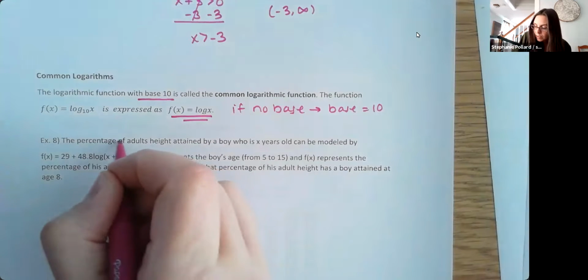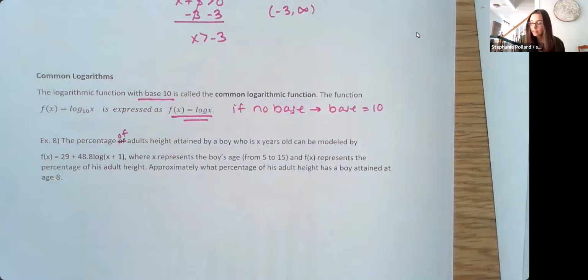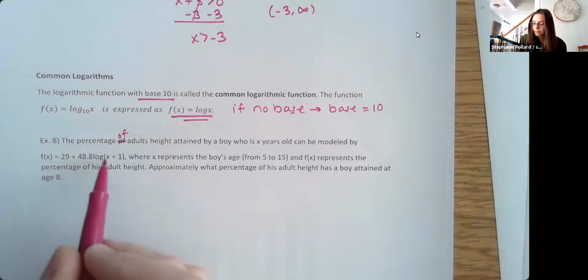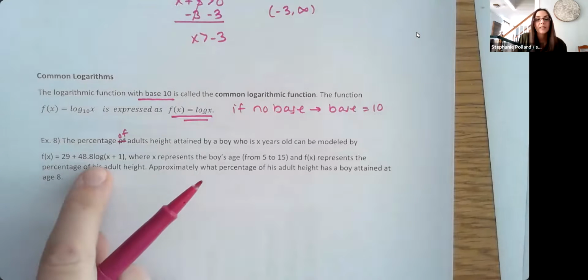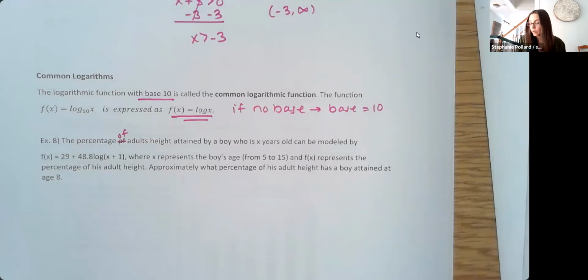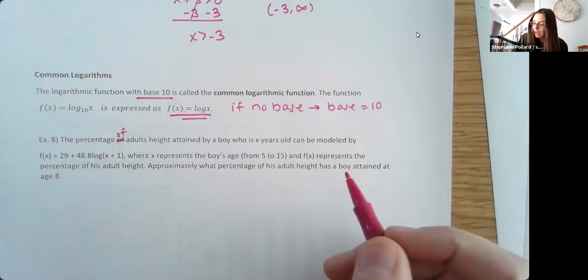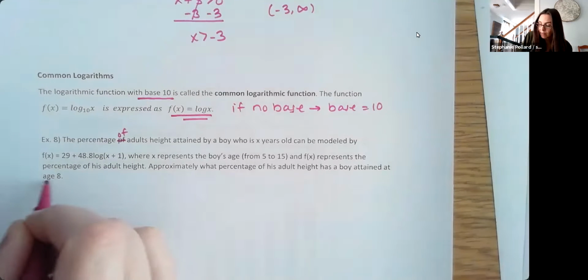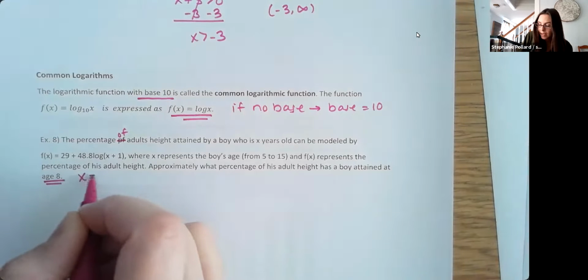So the percentage of adults' height attained by a boy who is x years old can be modeled by the following function. Notice that there's no base here, so this is assumed to be the common log function with base 10. x represents the boy's age, and f of x represents the percentage of his adult height. Approximately what percentage of his adult height has a boy attained at the age of 8? So here we're looking at when x is 8.